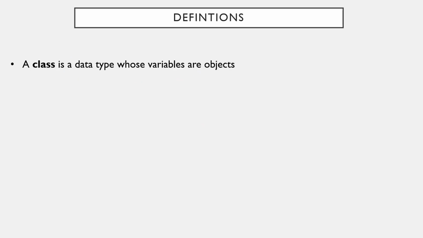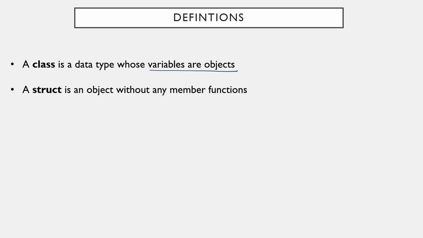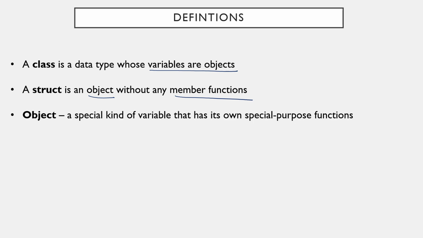Now we're just going to go over some definitions. So what is a class? A class is a data type whose variables are objects. You define classes the same way you define structs, but you also add member functions so you can perform operations on these objects. With a struct, you create objects, but you don't have any member functions. There are also some other differences which we'll get into shortly.